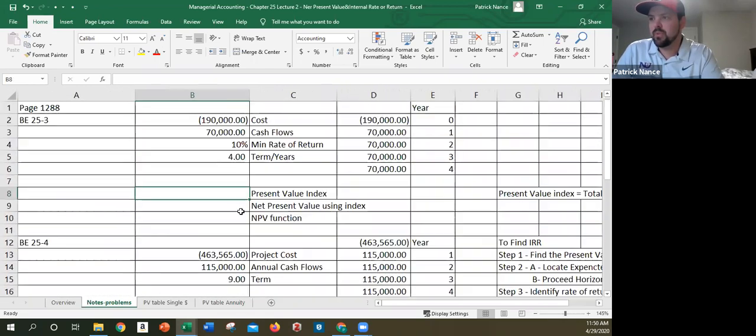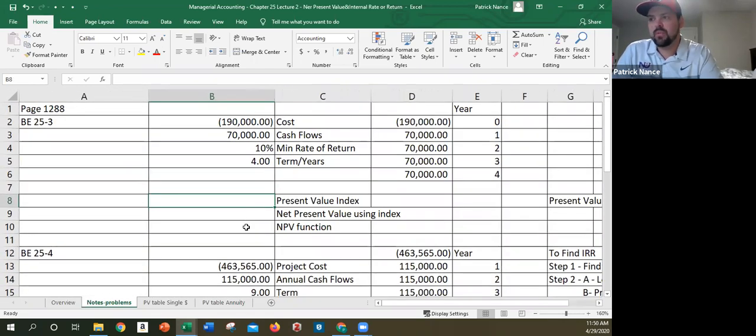And I'm going to show you how to do this with the tables like the book shows, and I'll also show you how to do it with a net present value function in Excel. So it says the project has an estimated annual cash flows of $70,000 for 4 years and is estimated to cost $190,000. Assume a minimum acceptable rate of return of 10% using Exhibit 5 to determine A, the net present value of the project, and B, the present value index rounded to 2 decimal places.